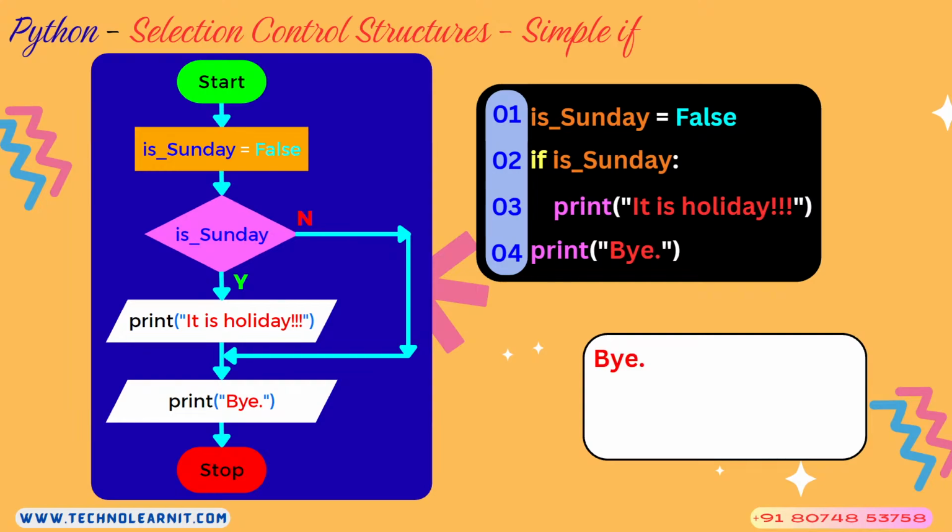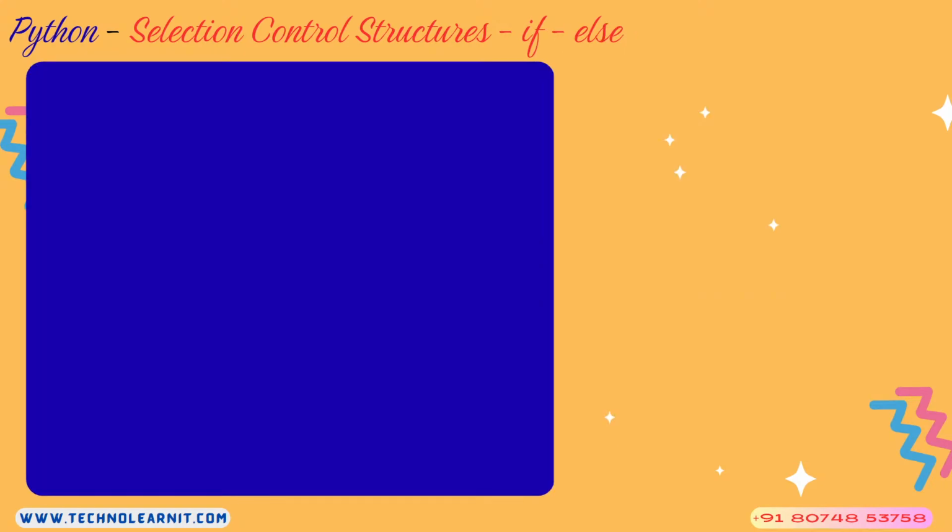In this case the output will be "bye." Why? Because isSunday is holding the value false, which means your condition has evaluated to false. When the condition has become false, you have to skip the body of that control structure. Hence, it comes out of the block. That means line number 3 will be skipped and line number 4 will be executed. Hence, you see the output only "bye." All right.